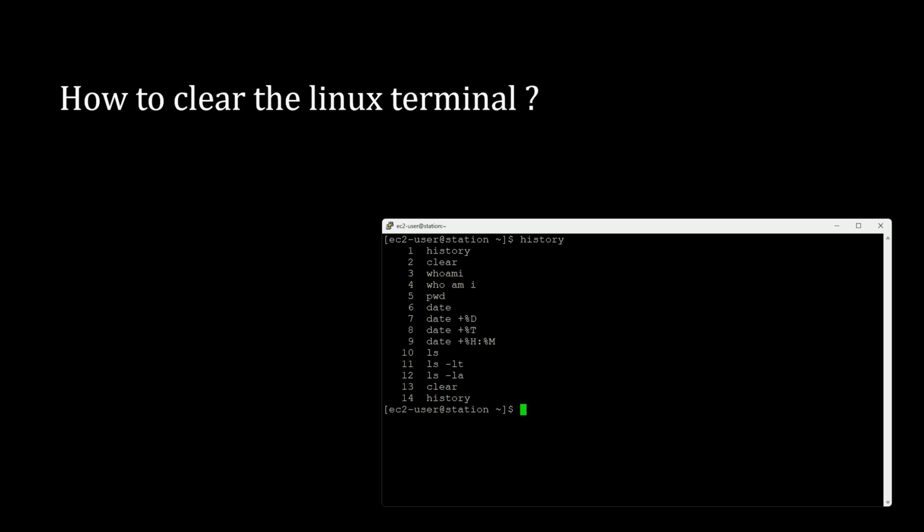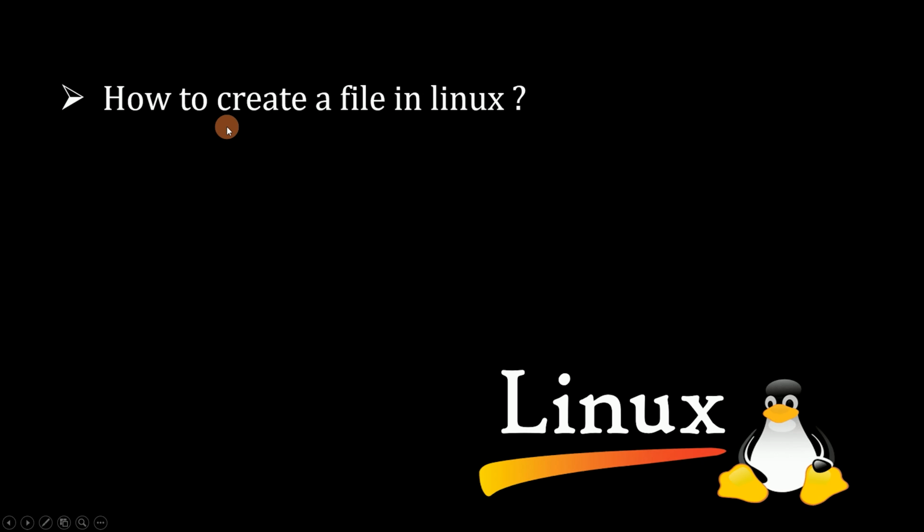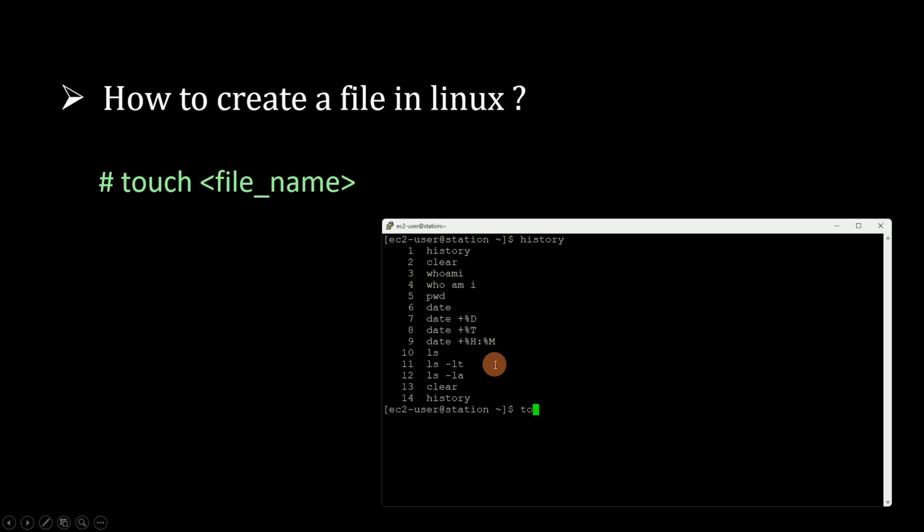So now let's move towards our next question. How to create a file in Linux? The command for that is touch file_name. Here, just the name should be there, and these angle brackets are just to represent that. You should not use these angle brackets. Let me just show you how to create a file: touch file1, right?